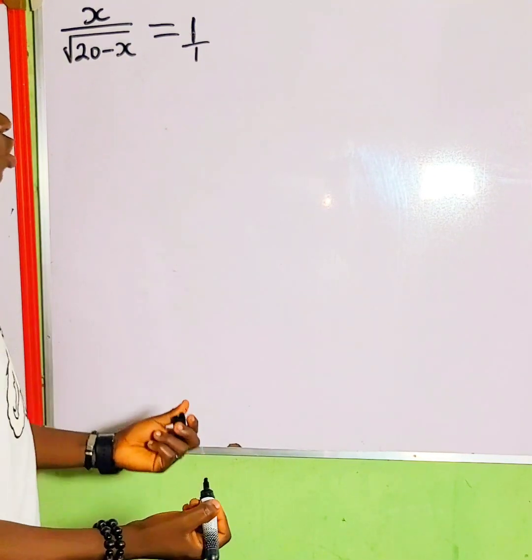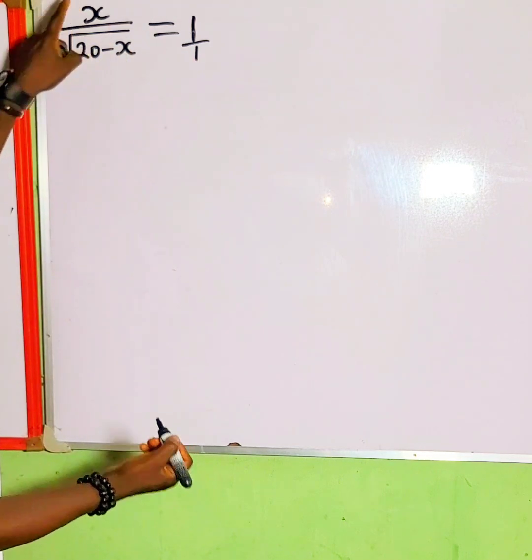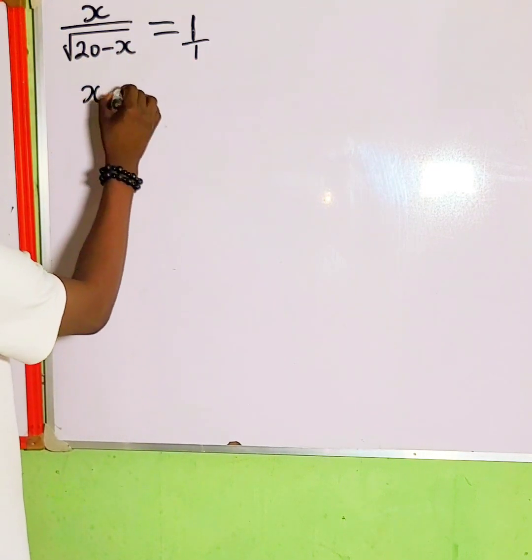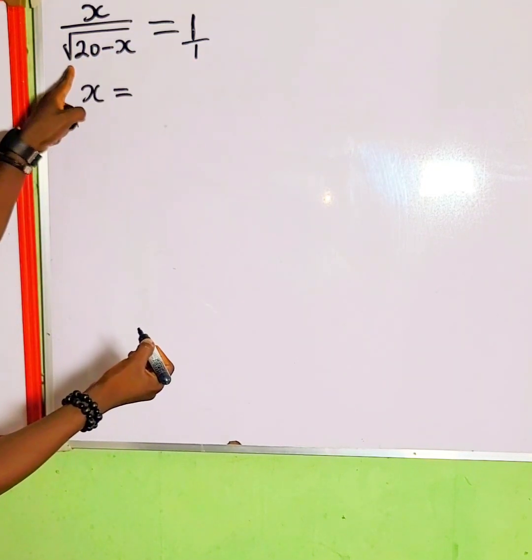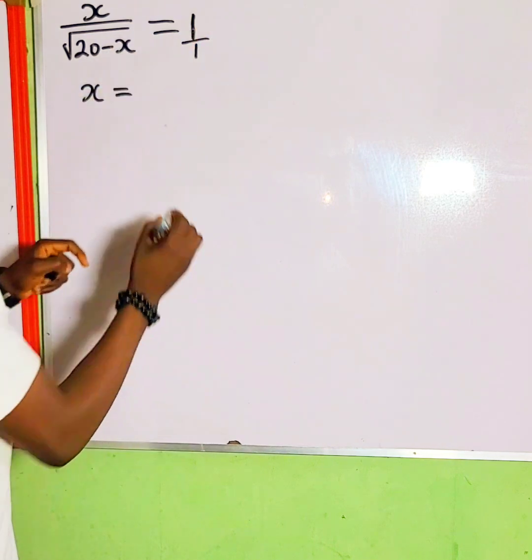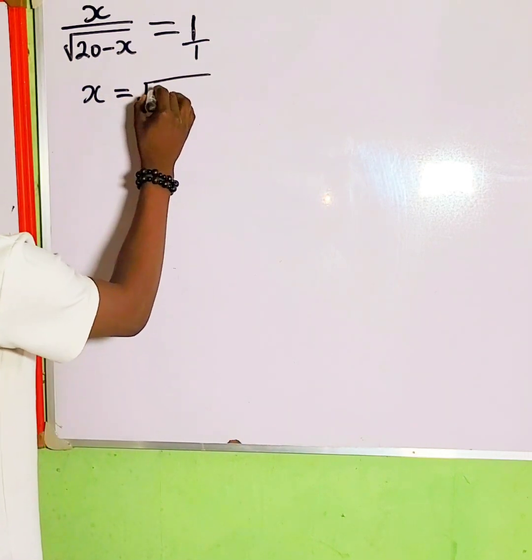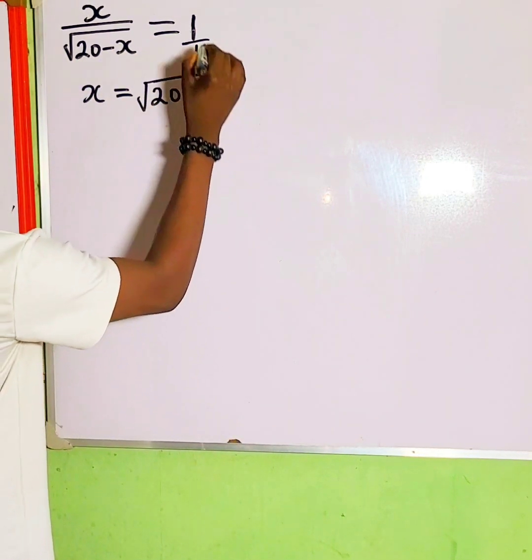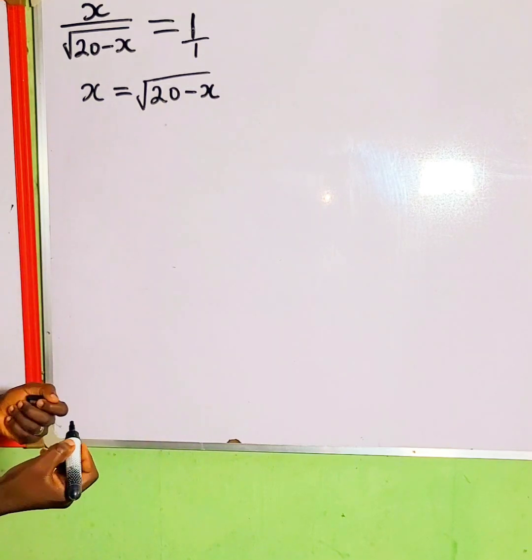Now we're going to cross multiply. Then 1 multiplied by x is going to give us x, which is going to be equal to the square root of 20 minus x multiplied by 1, which is the same as the square root of 20 minus x, because anything multiplied by 1 is the same as that thing.